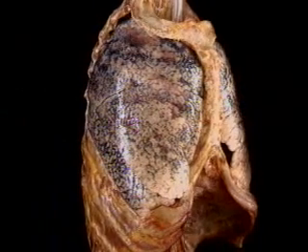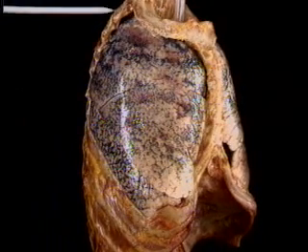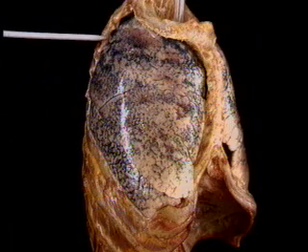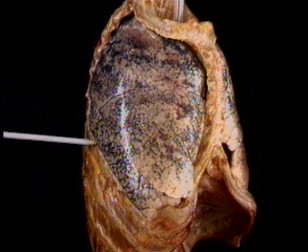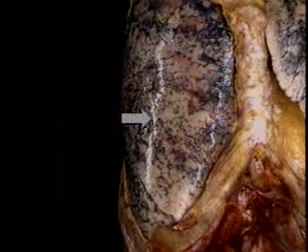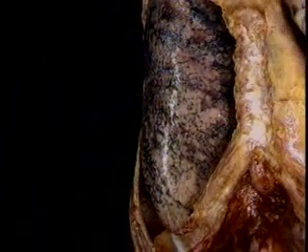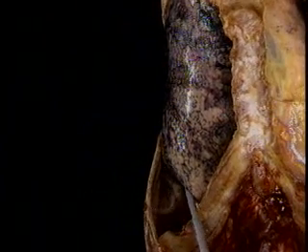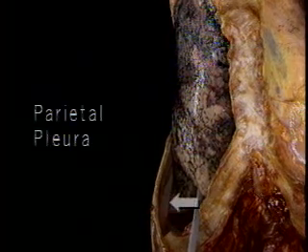The layer of smooth tissue which covers the outside of the lung is also pleura. All the way round the pleural cavity, the 2 layers of pleura touch, with nothing between them except a thin film of fluid. The layer that covers the lung is called the visceral pleura. The layer that lines the cavity is called the parietal pleura.